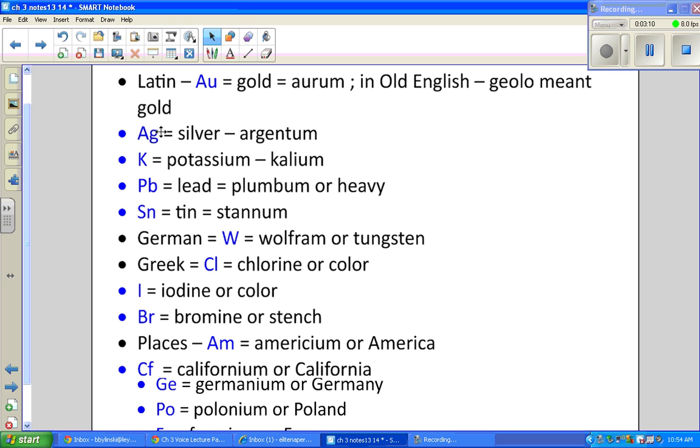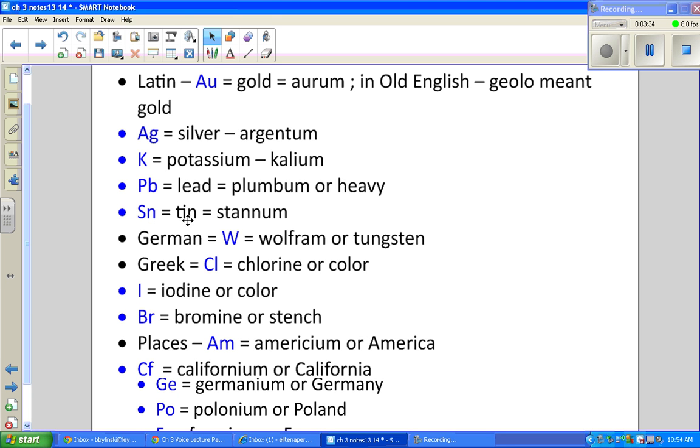Who came up with the table? Ag is silver, the Latin word is argentum. K for potassium, the Latin word is kalium, so there's the K. Pb is lead, from plumbum or heavy. And I have 2 ways to get you to remember lead. Pb for plumbum is like plumbing, or if you think PB peanut butter, it's kind of a heavy food. Yes, I know. You're welcome for that.